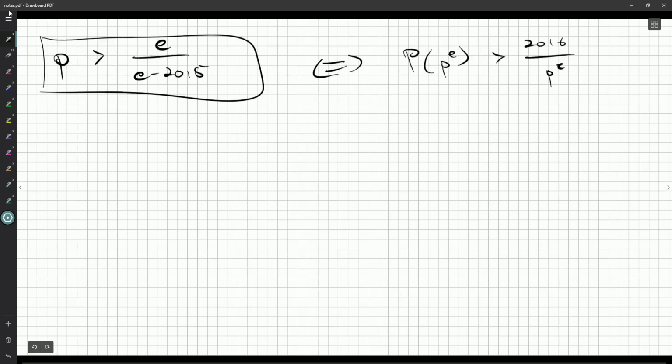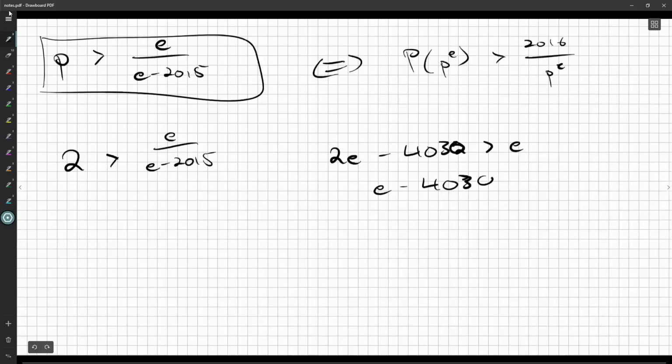But what if instead I said I want my prime to be 2? Then I need 2E minus 4030 to be greater than E. So I need E minus 4030 to be greater than 0. So 2 to the 4031 should also work, if our math is correct. Let's check that, just because we can. I mean, I admit I finished the question, but I'm just intrigued by this. I like powers of primes.